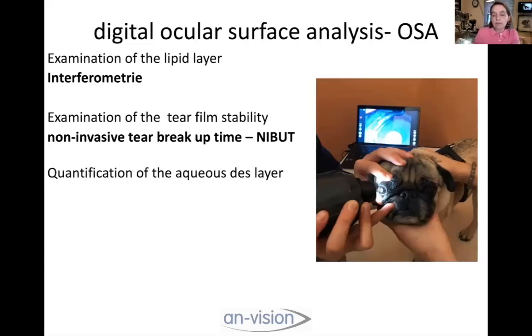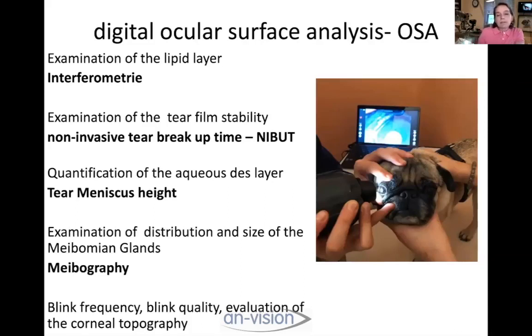You can quantify the aqueous layer with the tear meniscus height, and you can examine the distribution and the size of the meibomian glands, and that's called meibography. And you can also measure the blink frequency and the blink quality, whether it's complete or incomplete. And you can look at the topography of the cornea. And this is all in one very quick exam. You do this in an awake animal before you do anything else, so before you do your Schirmers and before you place any dye or staining on the cornea. And it's a really quick exam.